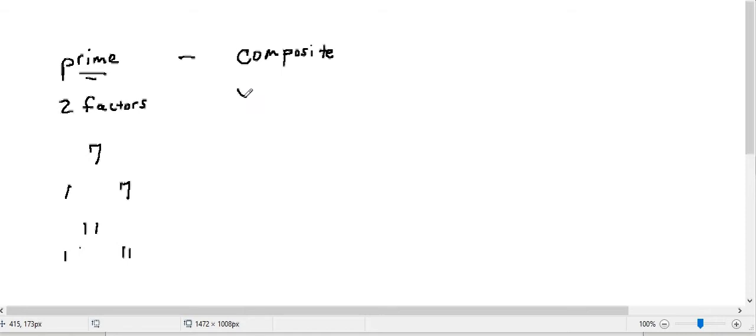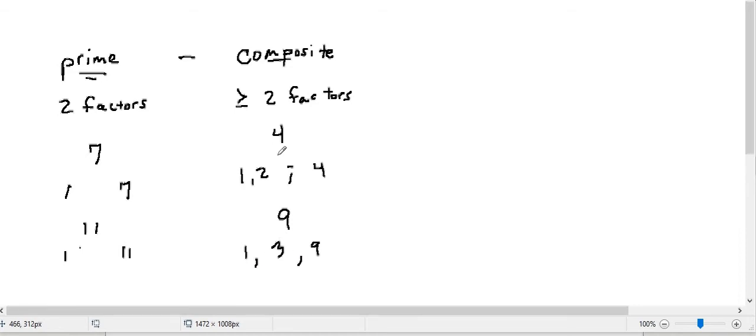Composite means more than two factors. And that's a lot of numbers, right? Think of an example. How about 4? Small, not a lot of factors, but in addition to 1 and itself, it has the factor 2. I almost wrote it twice because you multiply 2 times itself. Just 3 factors, still composite. Let's try one more, 9. 9 includes 1, 9, and 3, which squared is going to be 9. Composite.